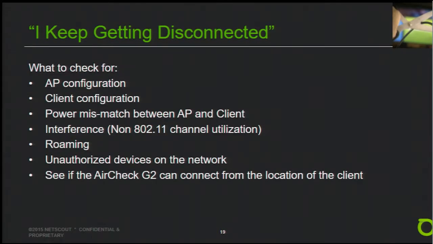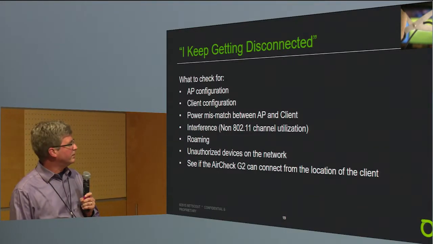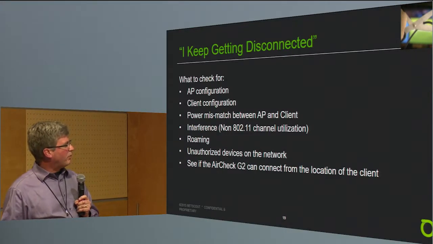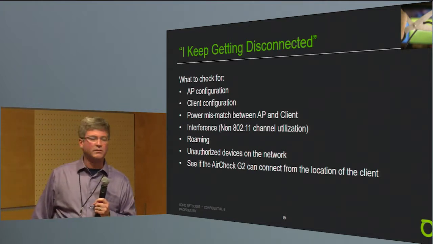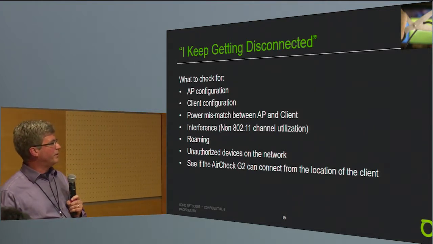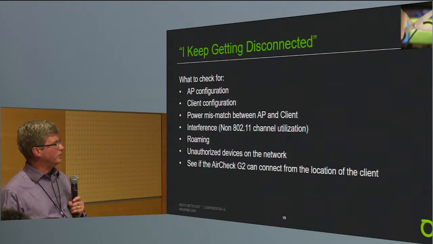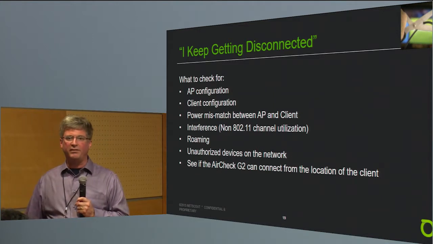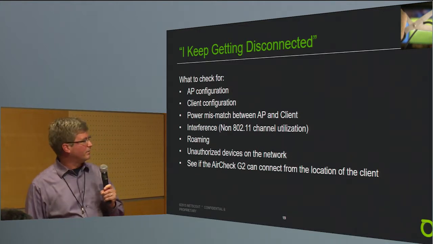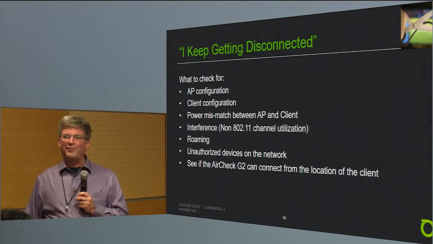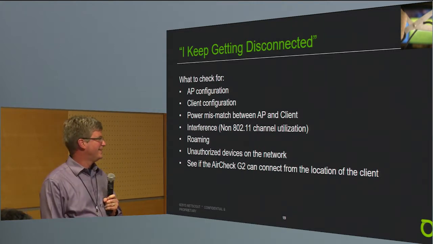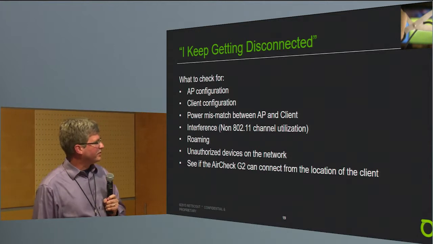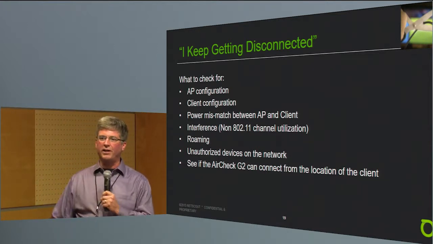I keep getting disconnected. So here we want to check for AP configurations and client configurations again. See if there's a power mismatch between the AP and the client. Look for interference in the form of non-802.11 channel utilization. Does roaming work? If the client gets disconnected, oftentimes it's the roaming that fails, or there could be unauthorized devices on the network. So again, see if the AirCheck G2 can connect from the location of the client.